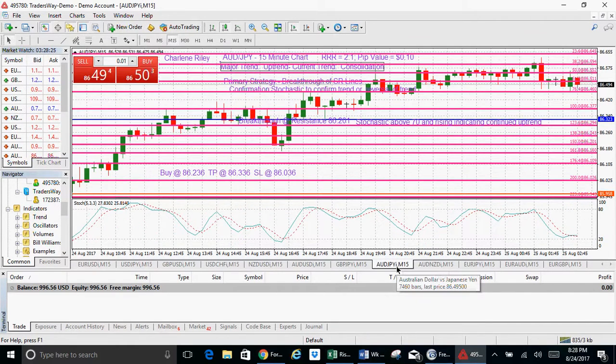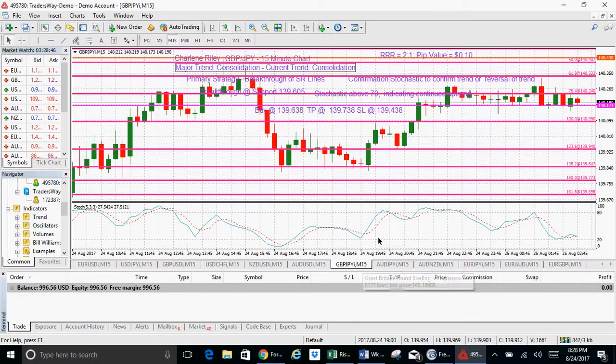Now looking at the Australian JPY, the overall trend, the major trend has been an uptrend, but it looks like tight consolidation. So at this point, I wouldn't enter into a trade on this chart. And the same here for the British pound JPY.